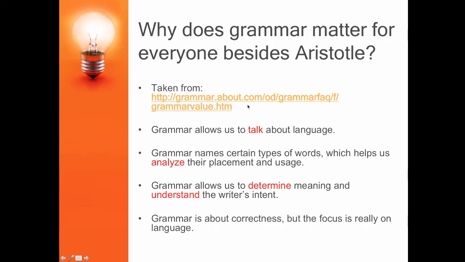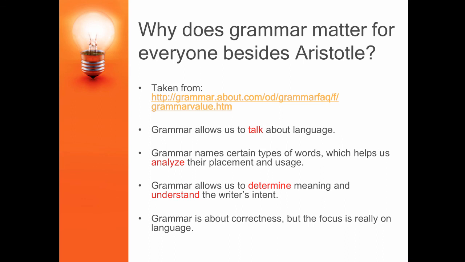So now that we have listened to another person's point of view on ethos and writing, let's take another look at why grammar matters to people other than Aristotle. Grammar itself allows us to talk about language. It names certain types of words which help us analyze their placement and usage. So basically, if a sentence does not make sense and you say it doesn't have a subject, then I can tell the person, oh, you need to add a subject to this sentence to make it more clear.